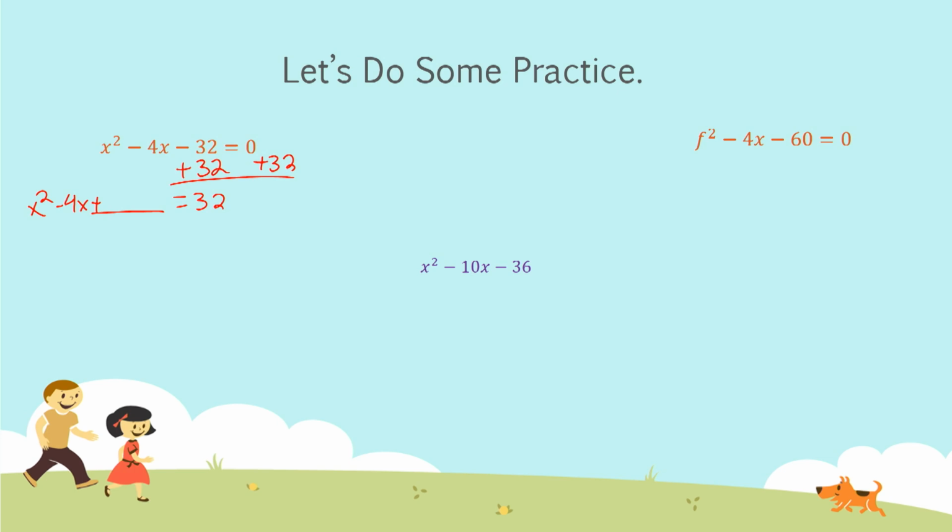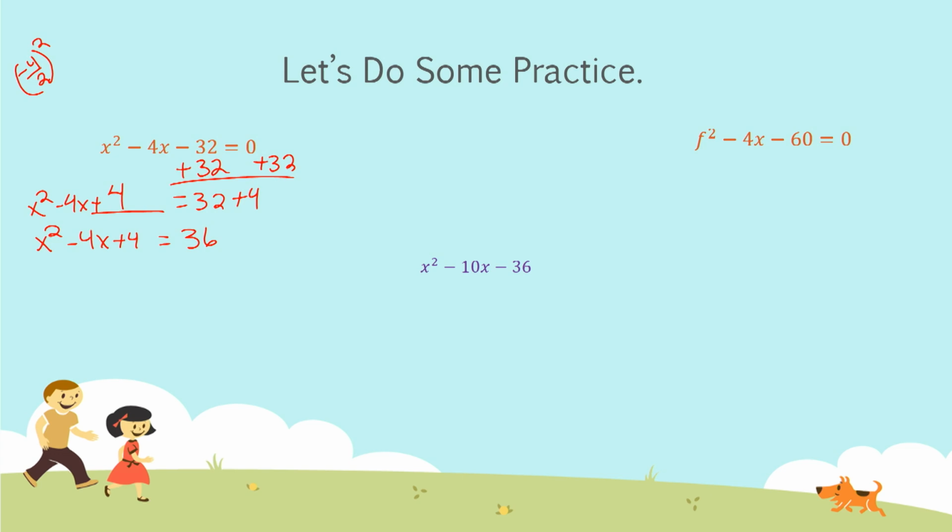To get my new c, I take b, divide it by 2, and square it. So I have -4 divided by 2 is -2, squared. That's going to be a +4 on both sides. Rewrite: x squared minus 4x plus 4 equals 36.